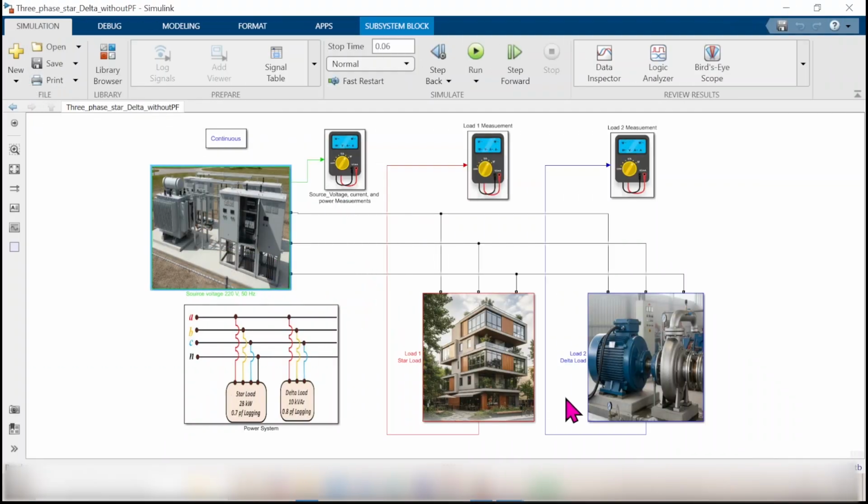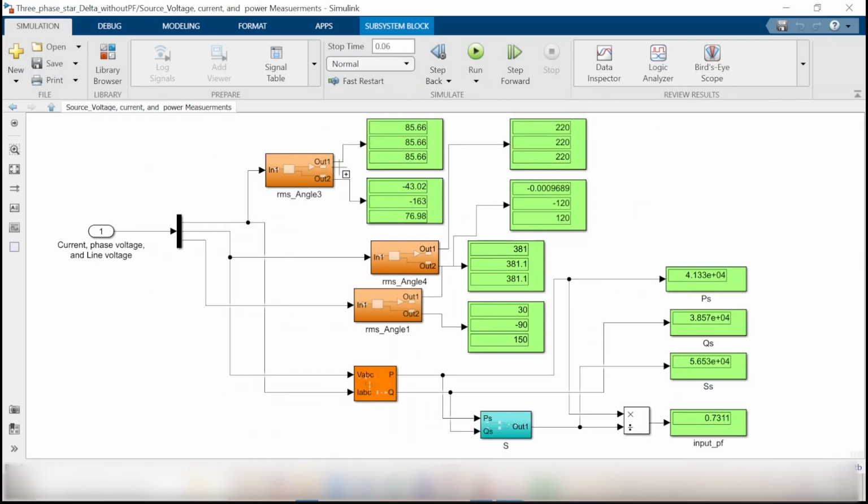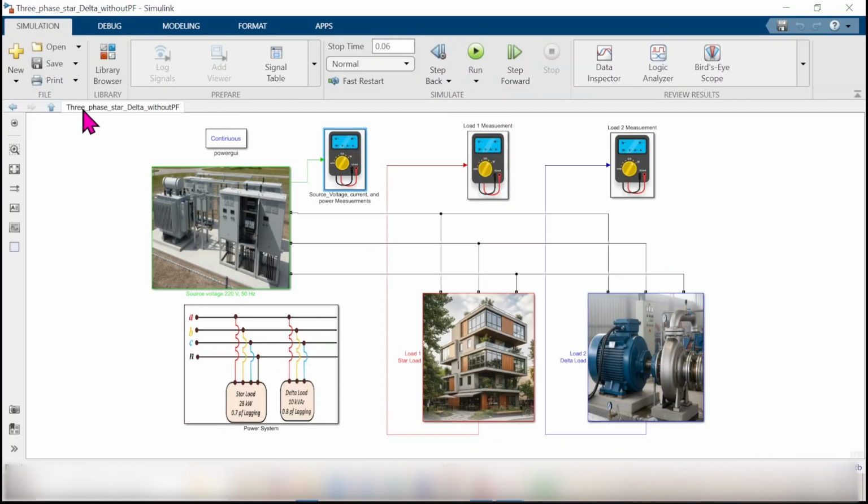This is a source, load number 1, a star load, and load number 2, a delta load. If we run this model, we are going to check the results. We have here supply current 86 ampere at angle minus 43, and the power P is 41.3 kilowatt, power Q 38.6 kilovar, and the power S is 56.5 kilovolt-ampere. Power factor is 0.73.